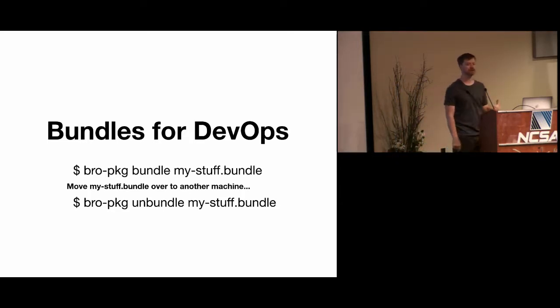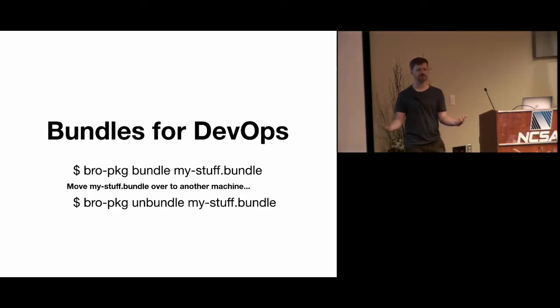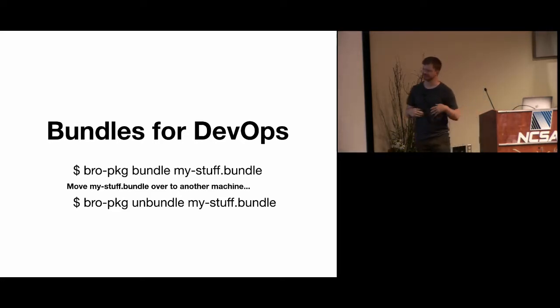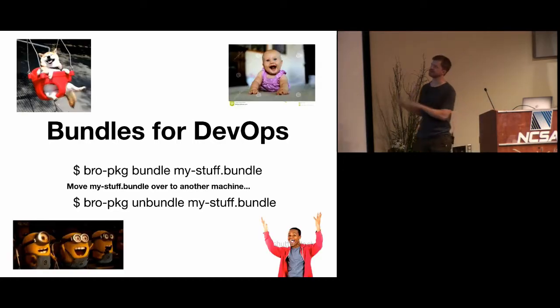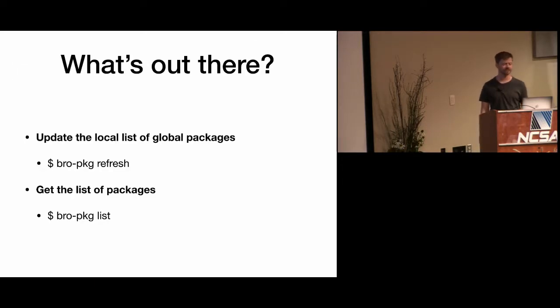So you can imagine, I know there must be someone in this room that's running Bro at more than 10 locations, maybe more than 50, maybe more than 100. Do that. That's going to make your life a lot easier. Because otherwise, it's harder to synchronize functionality between systems. This just really, really simplifies a lot of stuff. And then really, to cover everybody, I put animals, babies, cartoons, and just the guy saying yay. So this is a really big deal in my mind. It really simplifies managing a lot of Bro stuff.